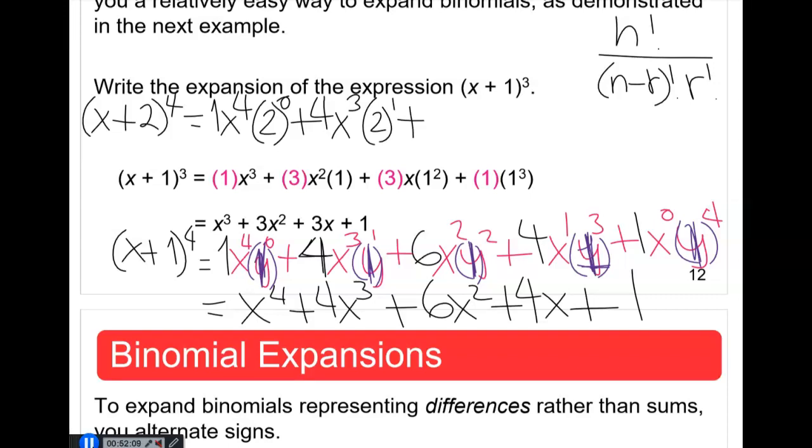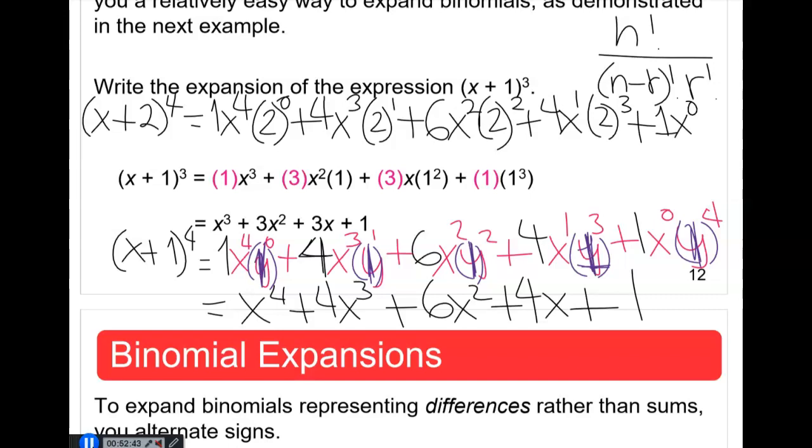Our next coefficient is 6, and then x decreases 1 on the exponent, so x squared, and then the number 2 to the power 2. And then we have next binomial coefficient is a 4, x to the power 1, and then 2 to the power 3. And the last term will have 1 for the binomial coefficient, x to the power 0, and then 2 to the power 4.